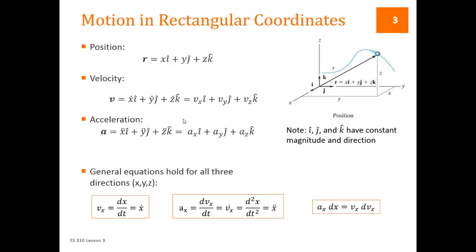Now if you think back to the general equations that we had last time, we had 3 of them. One was that the velocity is the time derivative of the position, the acceleration is the time derivative of the velocity, and then we had the combined version that was a dx equals v dv. Those 3 equations are going to hold for all 3 directions, so we are up to 9 equations now. They're written here in terms of x, but you can write the same equations for y and z as well.